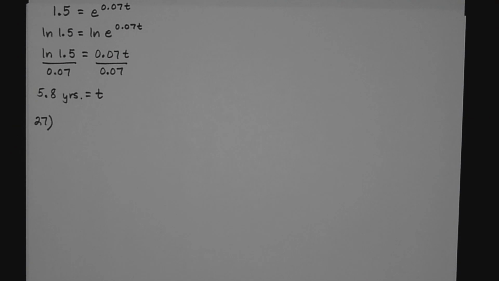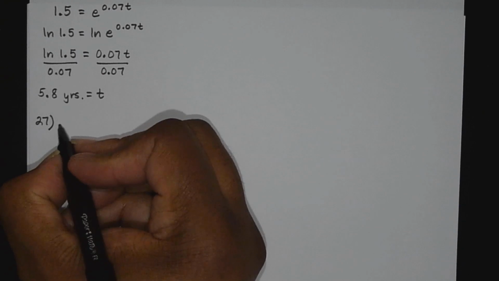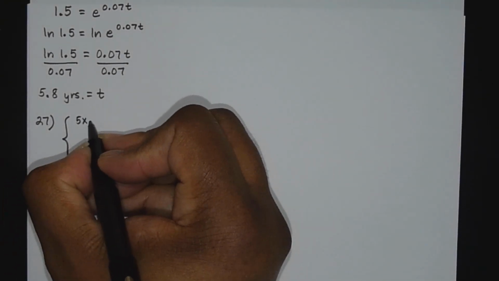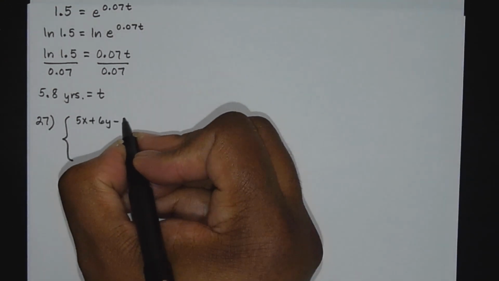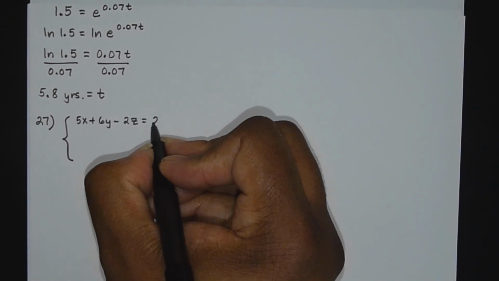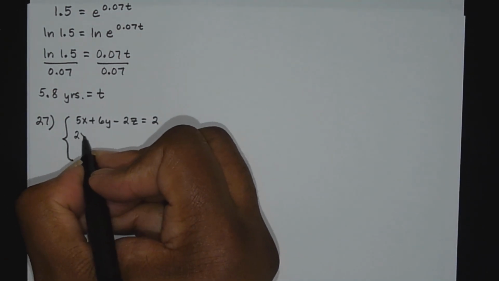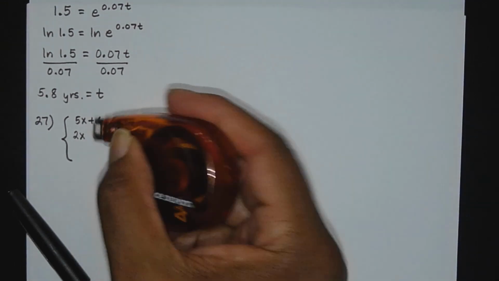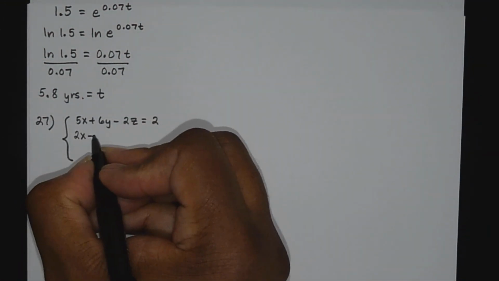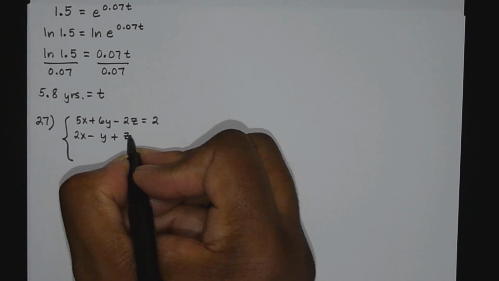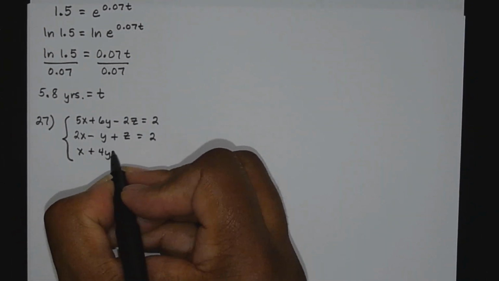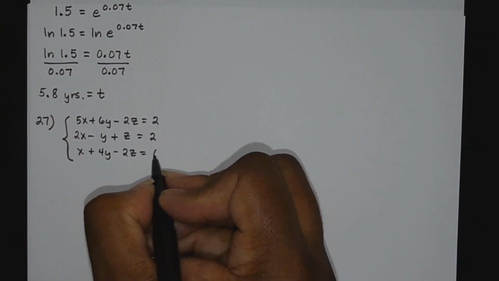Here we're going to solve a system of linear equations in 3 variables. In this case, we've got 5x plus 6y minus 2z is equal to 2, 2x minus y plus z is equal to 2, and x plus 4y minus 2z is equal to 0.